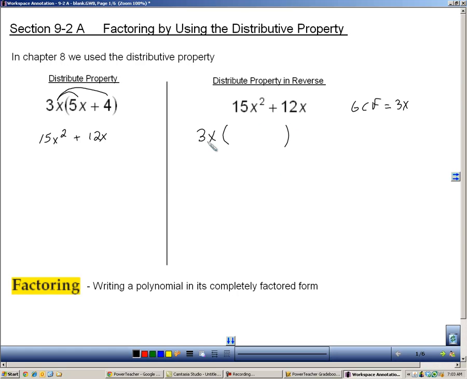Then you have to ask yourself, 3x times what gives me 15x squared? And the answer is 5x. So I've removed the 3x from the 5x that would together give me 15x squared. And then 3x times what would give me 12x? The answer is 4. So you see that we can take a factor that's in common to each term and actually pull it out, or do the distributive property in reverse. This is called factoring. Factoring is when you take a polynomial and you write it in its completely factored form. That means all the factors that make up that polynomial with no exponents.